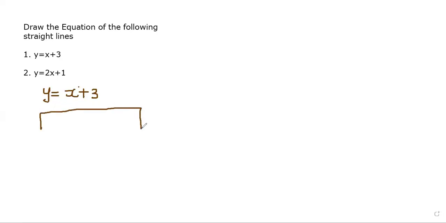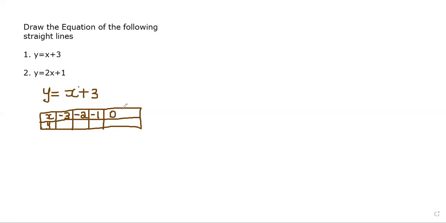table of values. So you must have a table of values. You're going to draw your table. Make sure that you use a ruler. Then here we'll put x, here we'll put y. Then here we can start at minus 3, and then minus 2. Make sure that you use a ruler. Minus 1, so that your work is much easier.